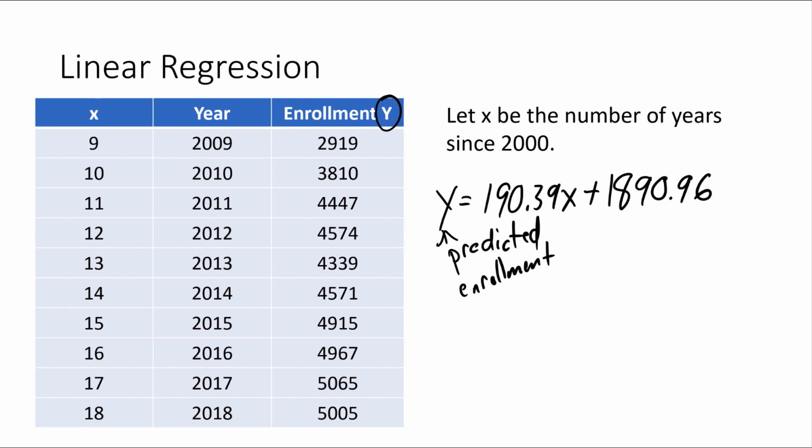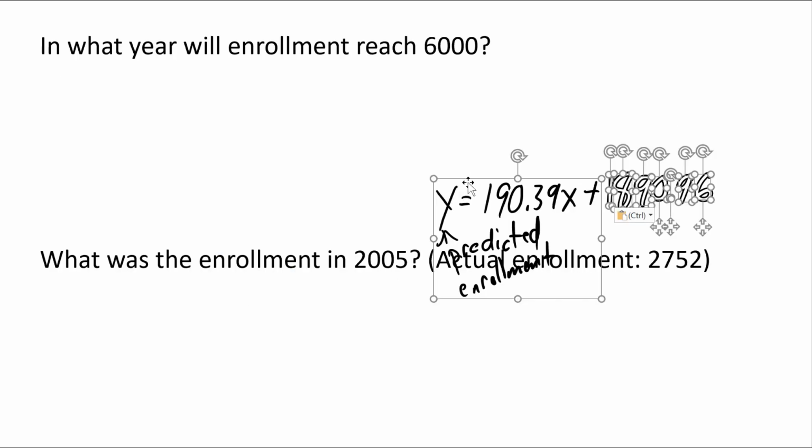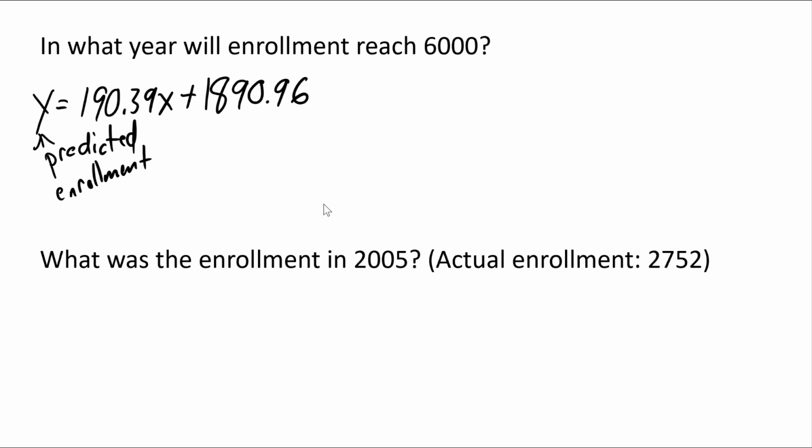All right. Now let's use this to answer a couple of questions. So let's select this. There we go. And we'll put it here on our next page. All right. So we're going to answer a couple questions. First, in what year will enrollment reach 6,000? And then our second question is, what was the enrollment in 2005? And so both of these, we're going to try to find our values based on our regression equation.